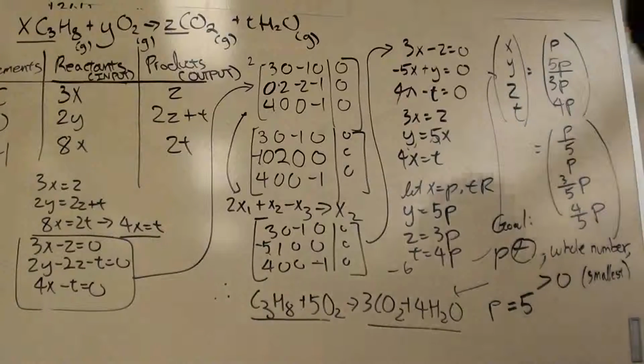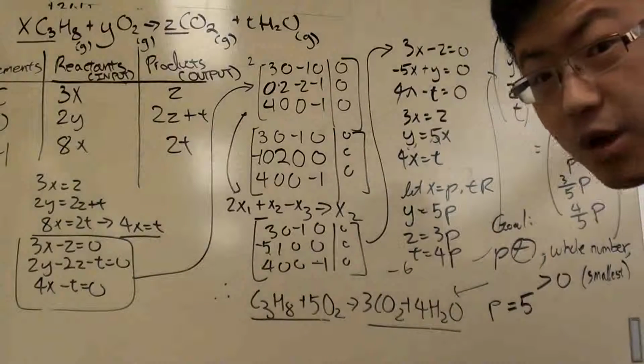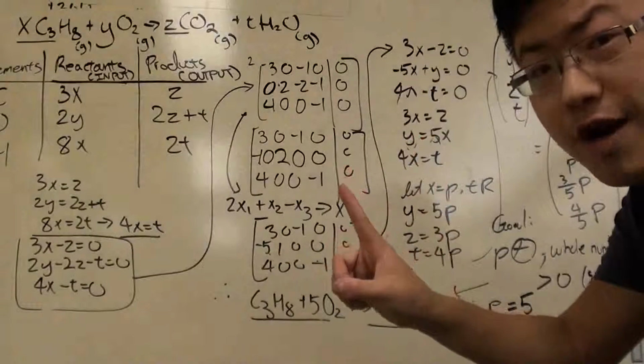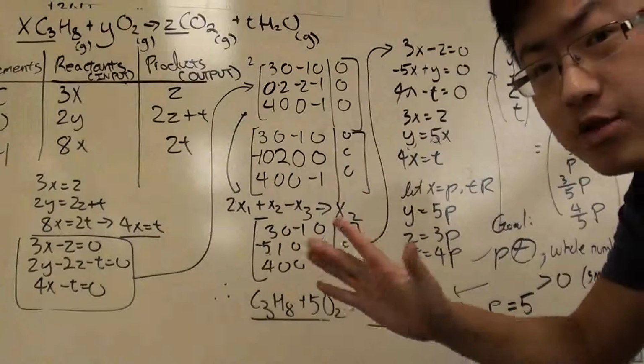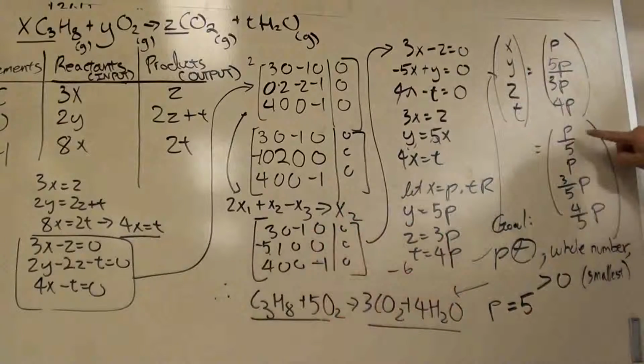5 over 5 is P. Anything less than 5 is a decimal, so we can't use that, right? And 5 is the smallest one that makes 1. If we go over 5, yeah, we could maybe use 10 or something. But again, that defeats the whole point of ratios, right? So because of that, she argued this way. So she said P has to be 5, okay?